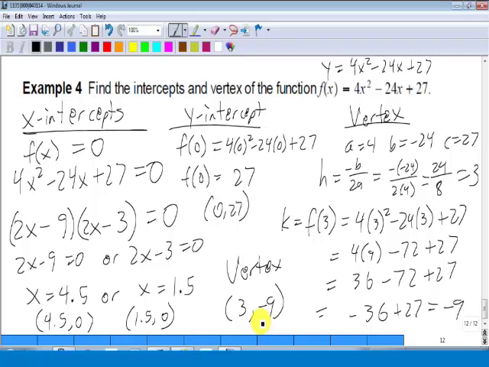No time to graph this. We're out of time. But that's the idea.